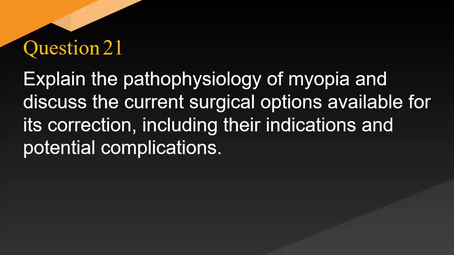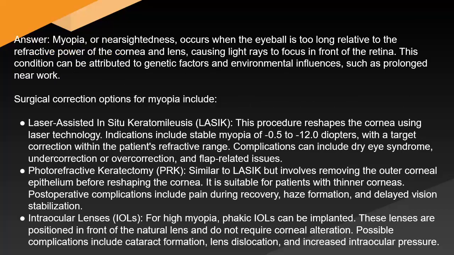Explain the pathophysiology of myopia and discuss the current surgical options available for its correction, including their indications and potential complications. Answer: myopia, or nearsightedness, occurs when the eyeball is too long relative to the refractive power of the cornea and lens, causing light rays to focus in front of the retina. This condition can be attributed to genetic factors and environmental influences, such as prolonged near work.